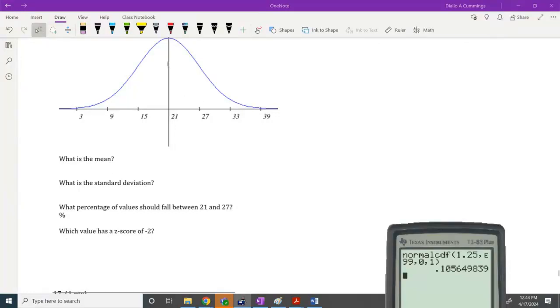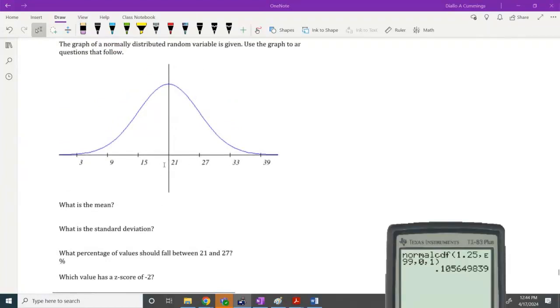So remember that the mean is located directly in the center. So the mean here is going to be 21. Now it seems to be offset a little bit, but if you look at the graph closely, all of those numbers are offset. So that little tick mark is kind of to the left of the actual number. If you look at 3, notice that 3 isn't directly under that tick mark. It's slightly to the left. So the mean is going to be 21.